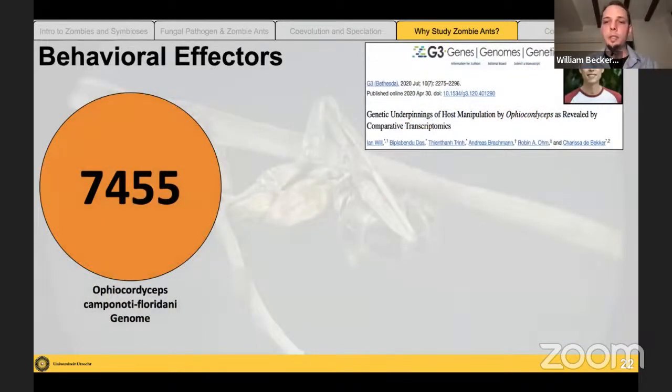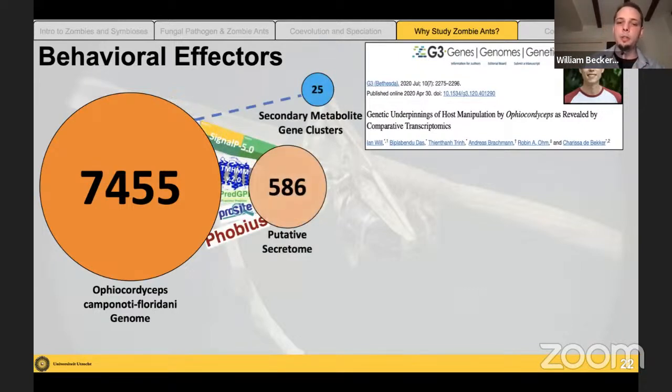So I and Will, who is now a postdoc in our lab, did this big metagenomic study and looked at all the different proteins, what we would call the proteome of Ophiocordyceps camponoti-floridani. And from that, he whittled it down to 586 secreted proteins, which are most likely to be involved in manipulation because they have to be injected into the host, and also 25 secondary metabolite clusters. So these are sets of genes that produce enzymes that are involved in turning one chemical into another chemical to produce secondary metabolites that way.